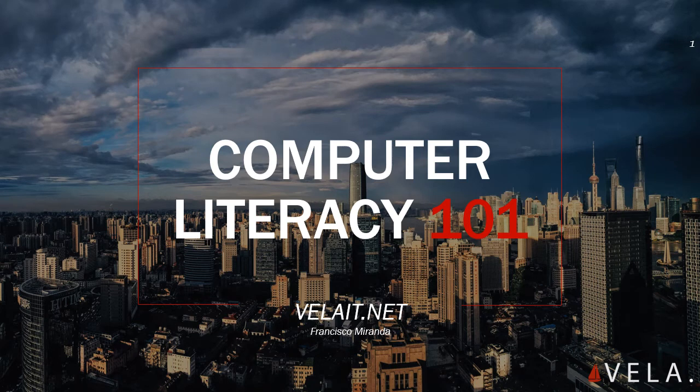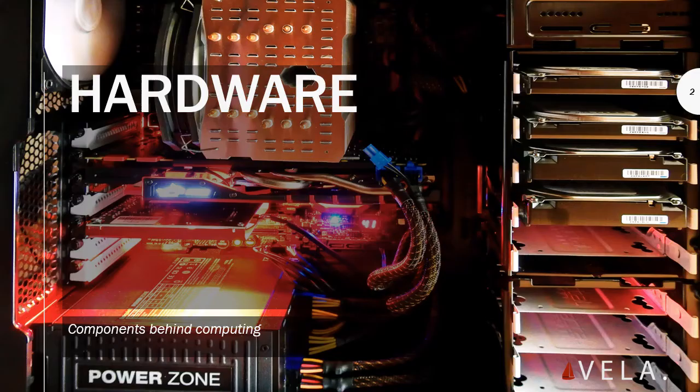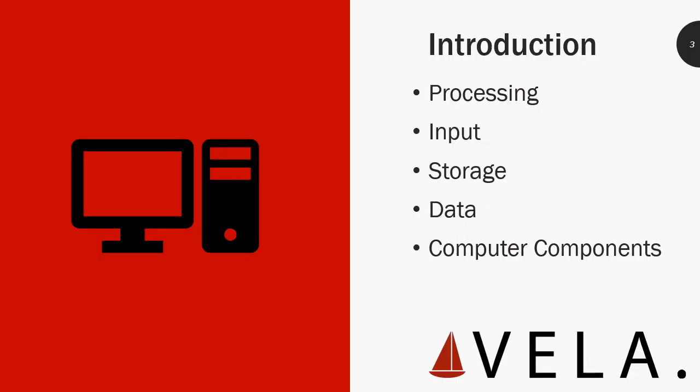We're going to continue where we left off from the introduction and we're going to talk about hardware. We're going to start off with talking about hardware. But before we actually understand what each individual hardware component does, we need to understand how computers work as a whole. In this video, we're going to cover processing, input, storage, data, and we're going to save computer components for another video. So let's get started.